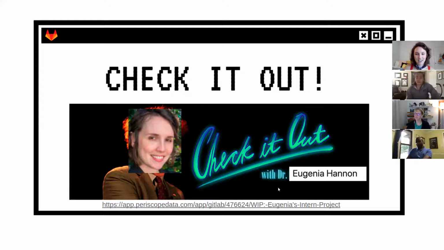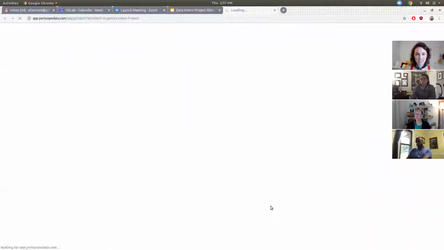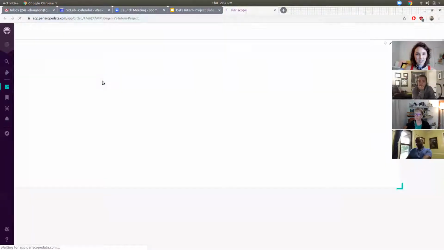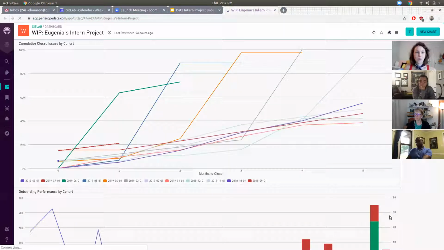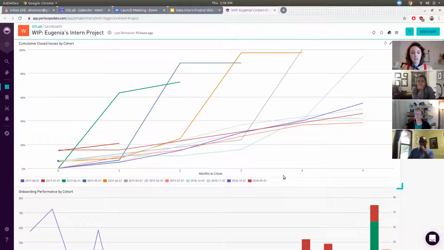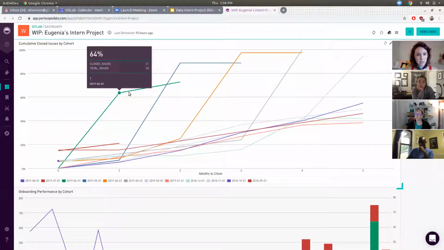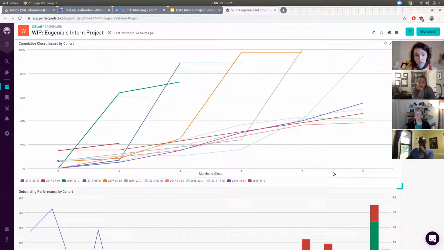Okay, now I am going to show you my work in progress Periscope dashboard. So we're going to hop out of this and into what I did. So I created 3 charts. This first chart being the cumulative closed issues by cohort. So basically, once I got the hire date of each person, I broke it down by cohort, the month they were hired. So this chart is showing us cohort and percent closure by months to close.